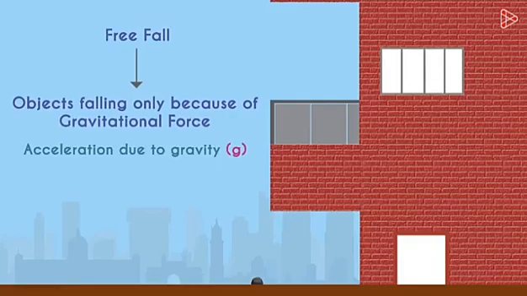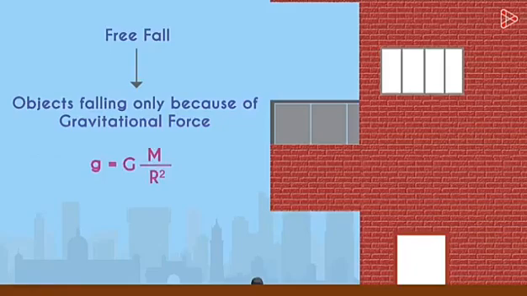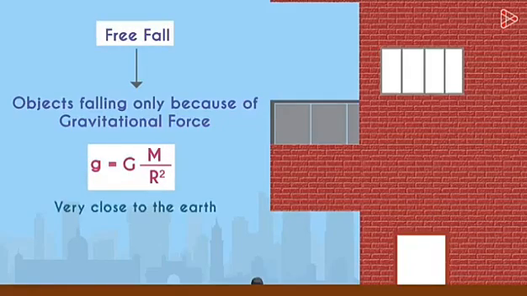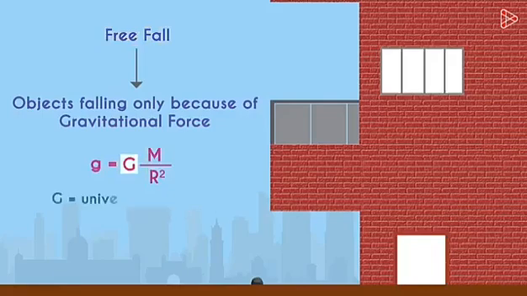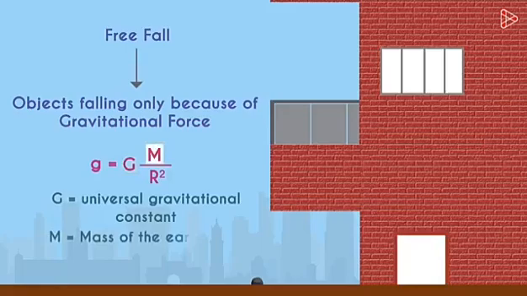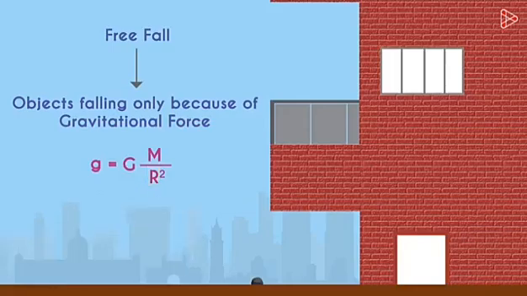lowercase g. Using a few mathematical equations, we derive the value of g as this. Remember, this is only for free fall for objects very close to the earth. Uppercase G is the universal gravitational constant. M is the mass of the earth and R is the radius of the earth. So for the specific case of objects close to the earth, we get the value of g as 9.8 meters per second squared. But do you know what's interesting?